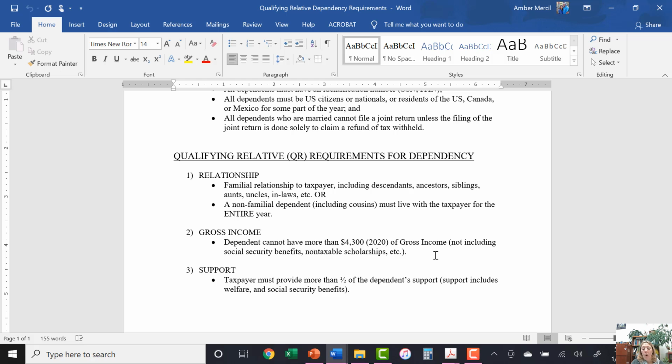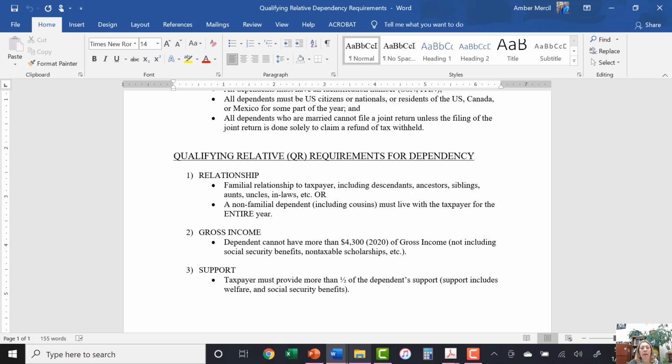So this becomes important because of the child tax credit. We'll talk about that when we get to credits, and it becomes important with filing status to know whether or not you have a dependent. Okay, so that's those rules.